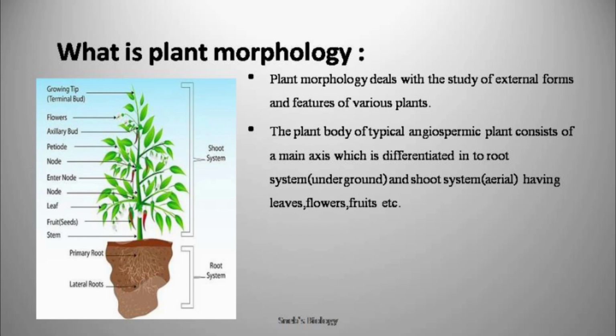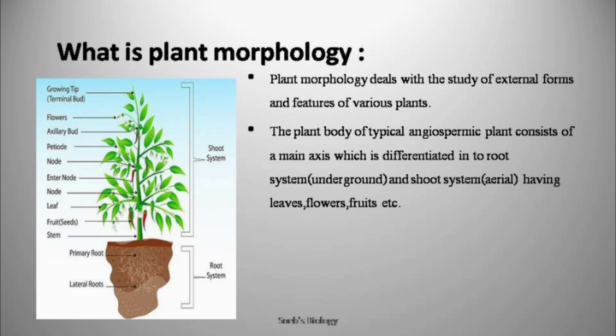What is plant morphology? Plant morphology is a branch of botany which deals with the study of external forms and features of different plant organs like root, stem, leaves, flowers, seed and fruits, etc. Morphological characteristics play a significant role in both the identification and classification of plants.